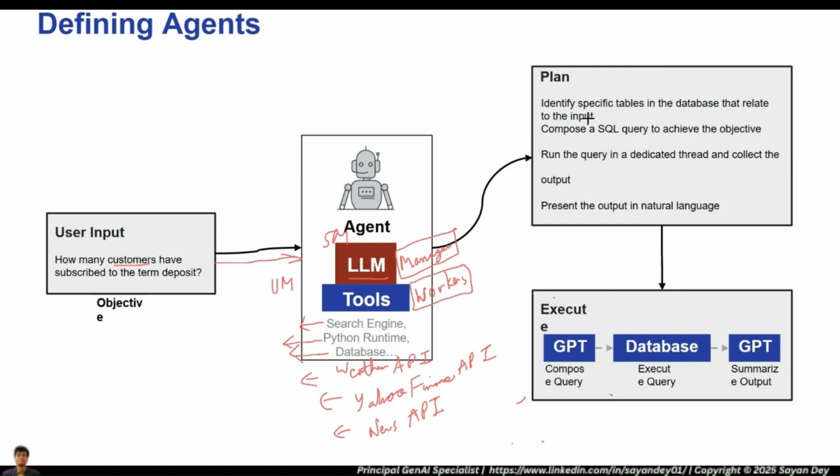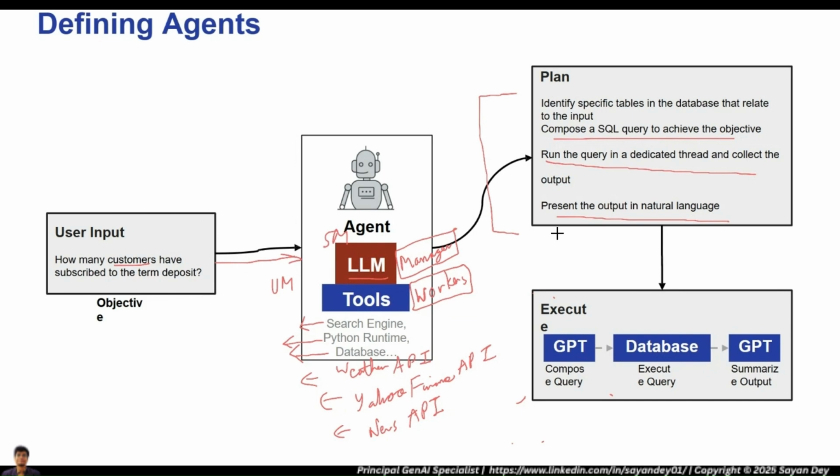In this case, you see what we did. We went to the database runtime. It actually identified the SQL query. What is the SQL query? It composed that. The query was run. The output was presented in natural language. So this entire set of things were happening, and the large language model was controlling the entire execution. Now this is a very simple use case, but agentic systems can be a lot more complex. Now in this case, we used only a single worker.